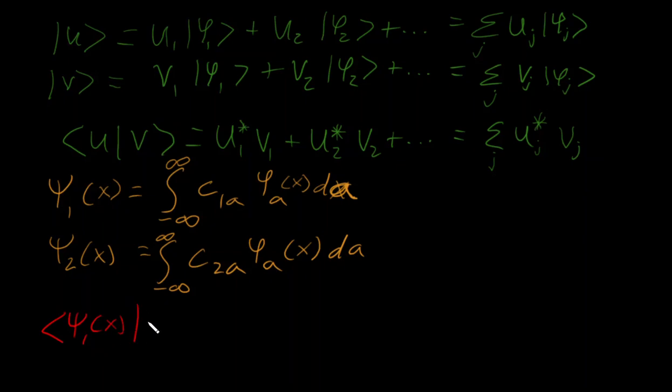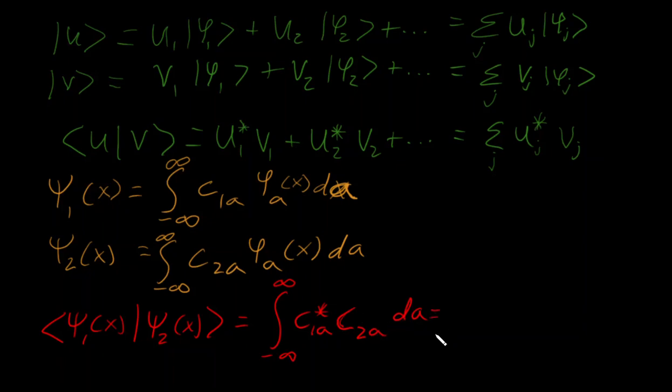It would make sense that the inner product of psi 1 of x and psi 2 of x would be the integral from negative infinity to infinity, over all possible values of a, of C1a star, because this is our first coefficient, the product of the coefficients, with that first one being complex conjugated. So C2a, then da, right? And so this is what our inner product would be. But this is why this is true for any basis, A or any Q. This would be C1Q star C2Q, right?